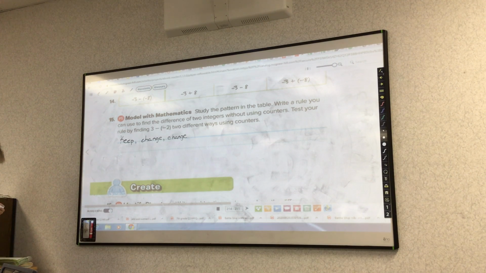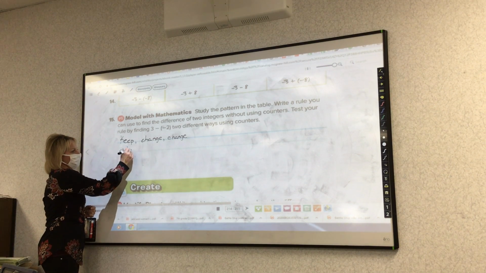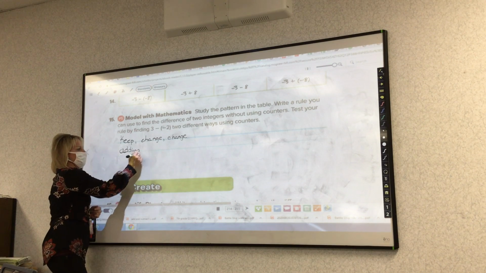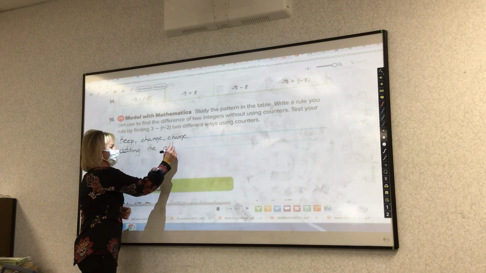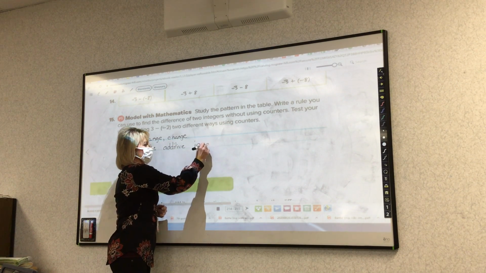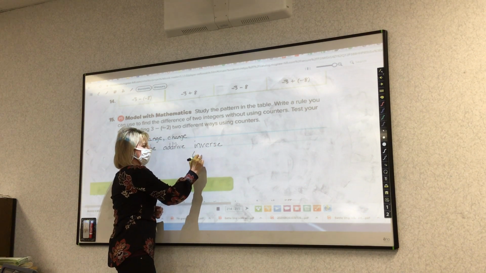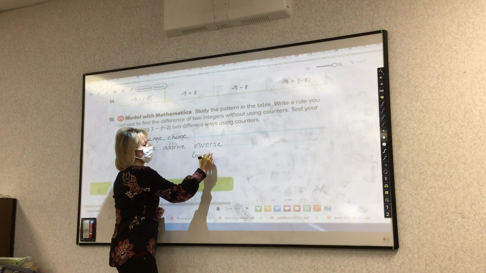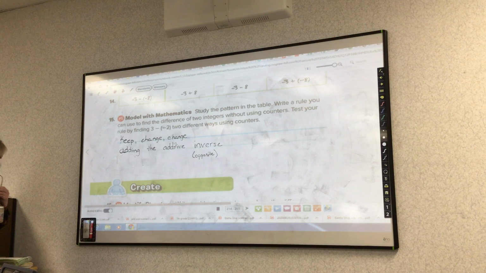You are adding the additive inverse. And inverse is the opposite.